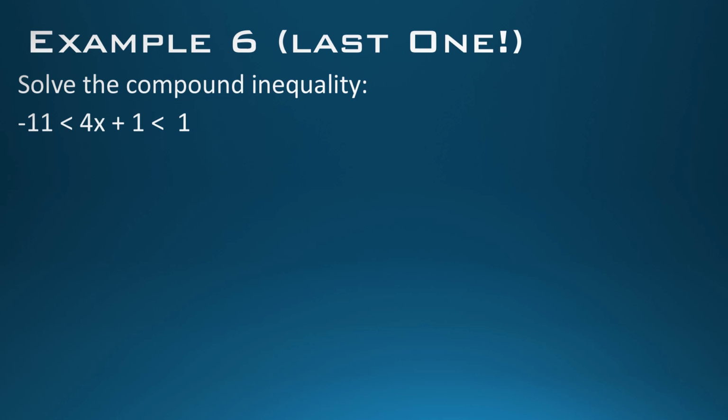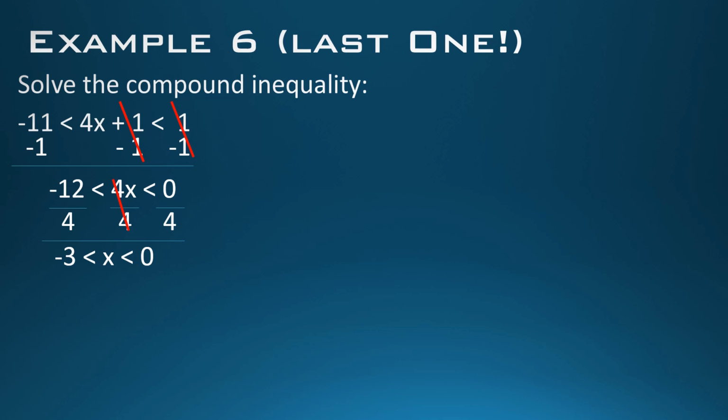First thing we have to do is look at that middle part where the x is. We need to get x by itself, as always. So the first thing we do is subtract 1. By doing that, we get rid of the 1 in the middle, and, to the right as well. So we have negative 12 is less than 4x, which is less than 0. Now we still have to get that 4 away from the x, so we divide everything by 4. By doing this, we get x by itself in the middle, and we're left with negative 3 is less than x, which is less than 0.